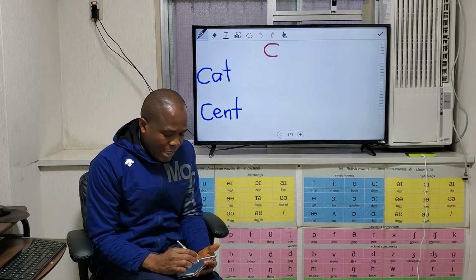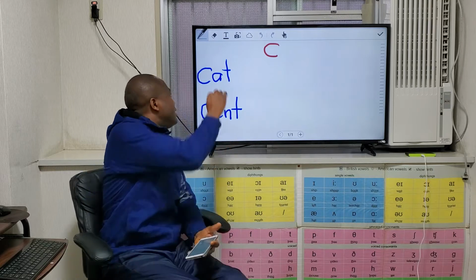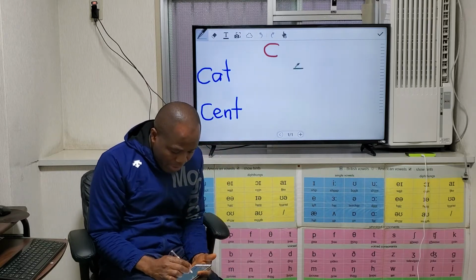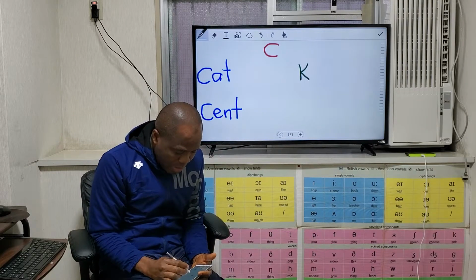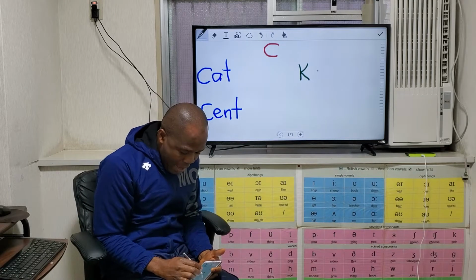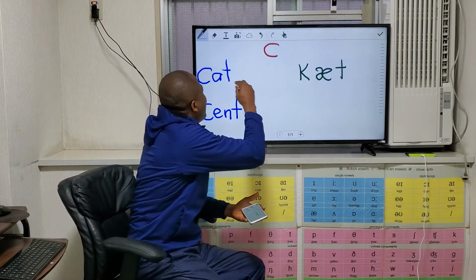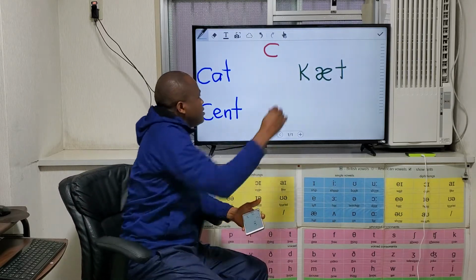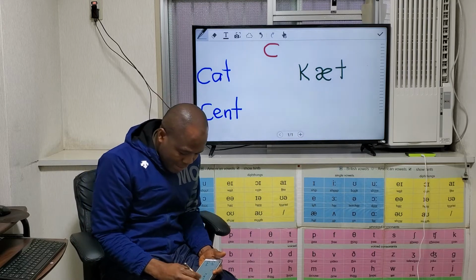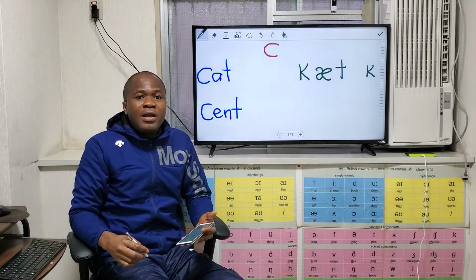So let's start. We have, with the C, our C, with the sound, we are going to represent with K. So, K, A, T, cat. And our sound over here for the C is K. So the sound for C is K. The C, K, K, K.